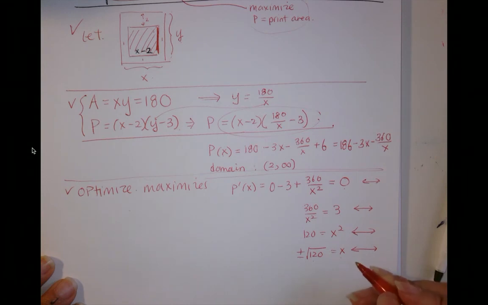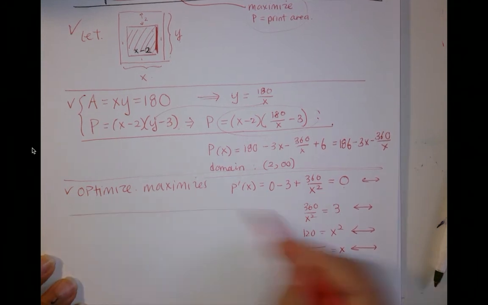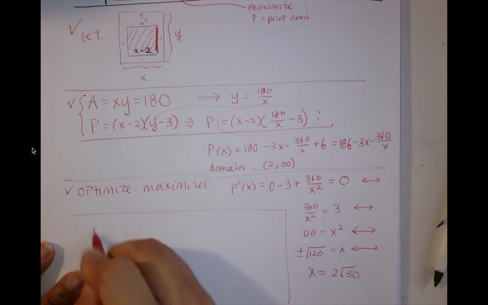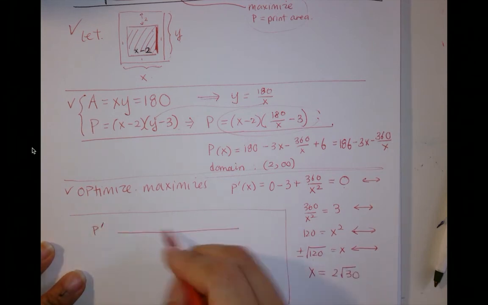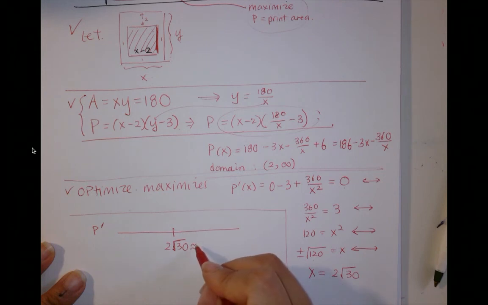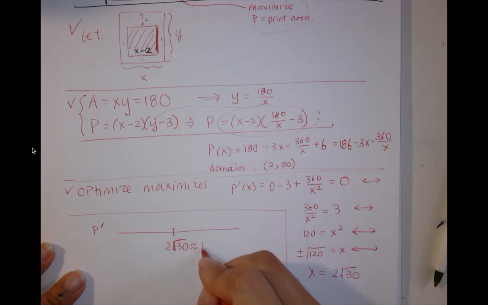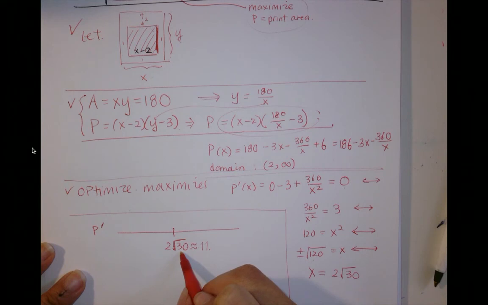But I can get rid of the negative root, and I'm left with x equal positive 2 root 30. Now I'm going to prove to you that this is indeed the maximum print area by showing you that this is a maximum value. 2 root 30 is approximately somewhere between 10 and 12. So let's say it's around 11, just a ballpark, because root 30 is between root 25 and root 36.